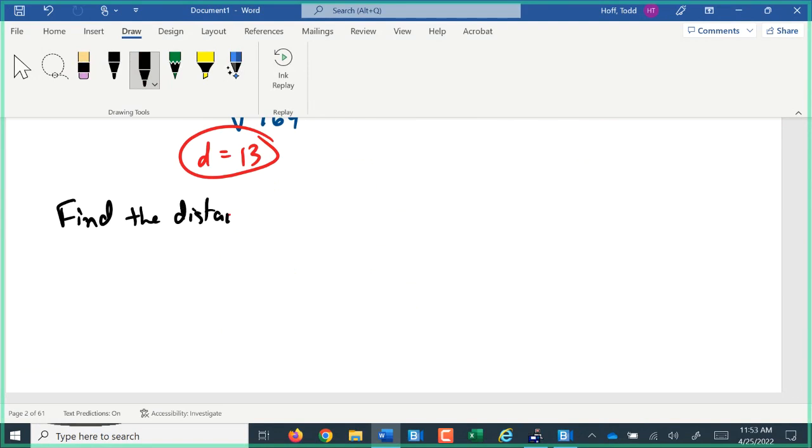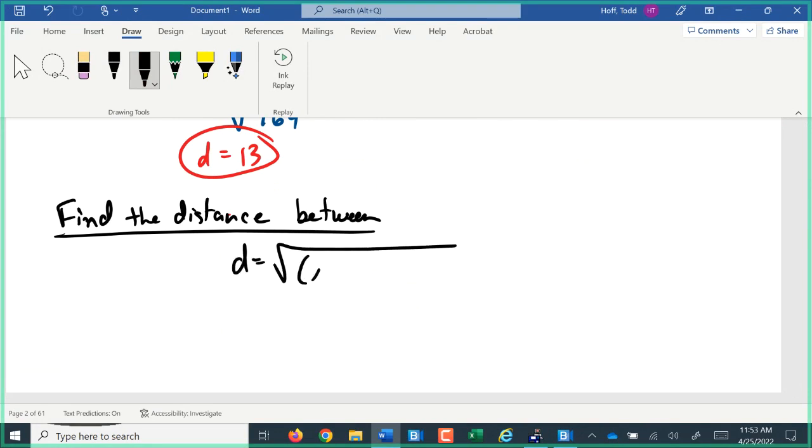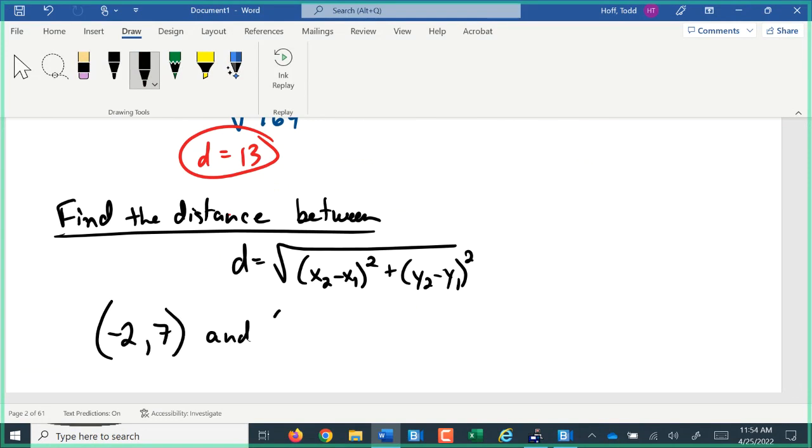I'm going to have you guys try one in your notes here quick. I'm assuming that many of you have had this formula before, but I'm going to write it down again just so you can see it. I want you to find the distance between the points negative 2, 7 and 6, 8. I'll give you a couple minutes and we'll go over that.